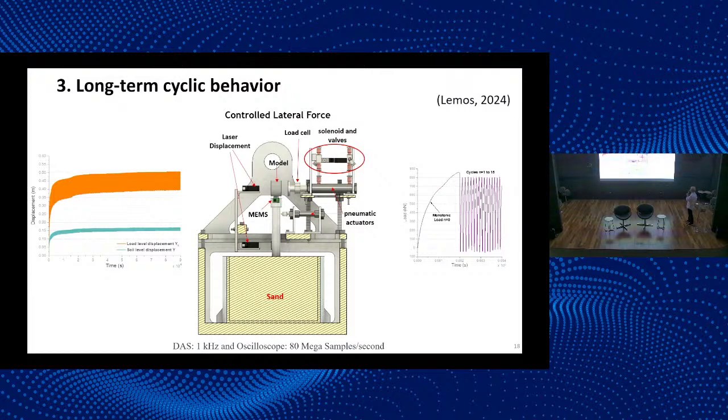So we have done long-term cyclic behavior. A very good story, just a paper being submitted. We've done 10 to the 5 cycles. The lifespan is 10 to the 7. So that's unique. Nobody else has done that before.